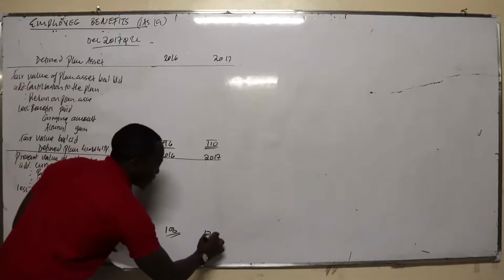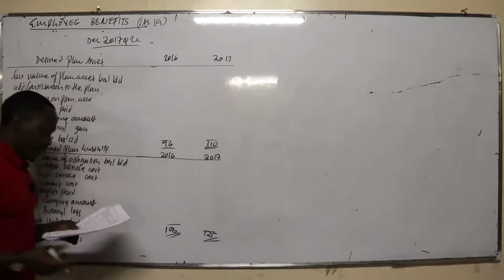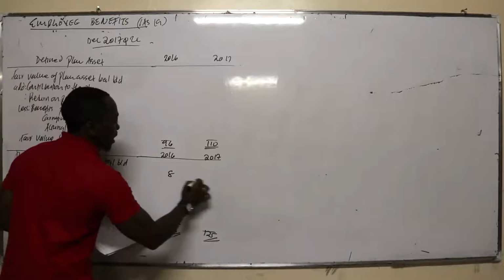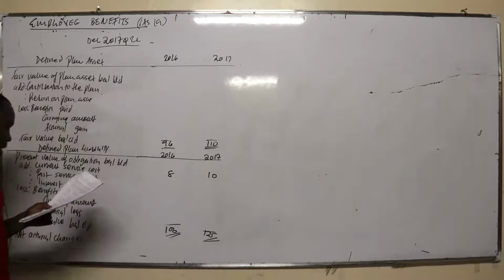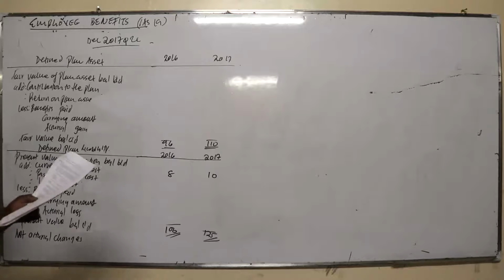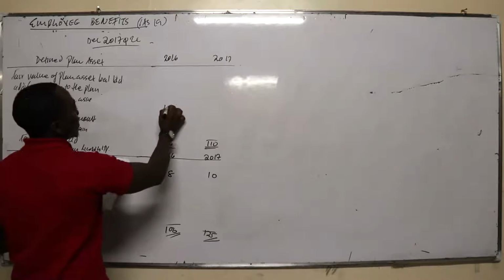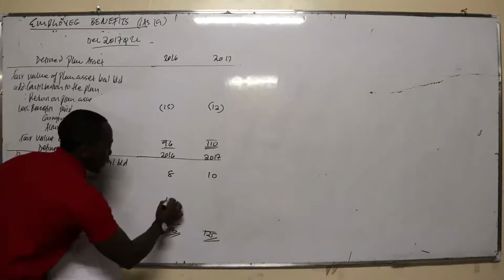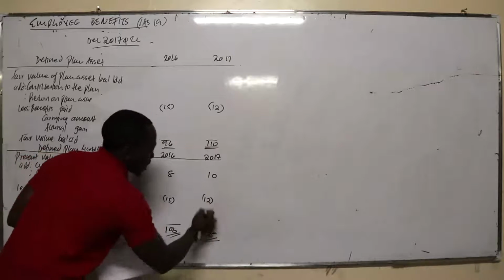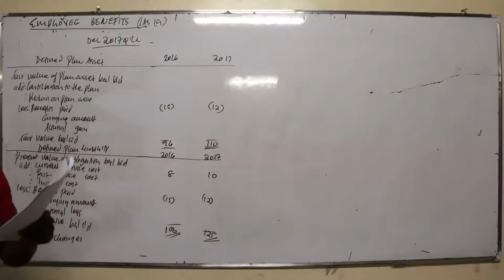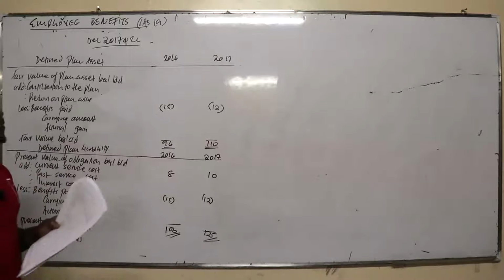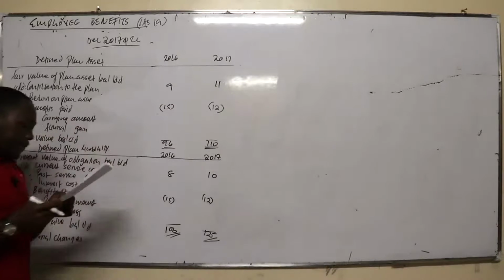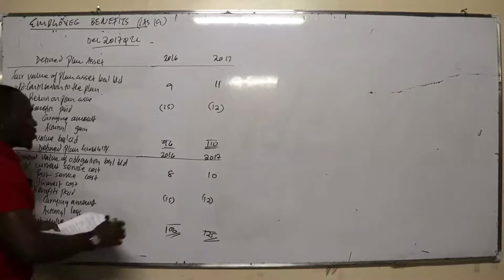100, 125. Current service cost, 810. Benefits paid, 1512. Contribution to the scheme, 911. Past service cost, 4.